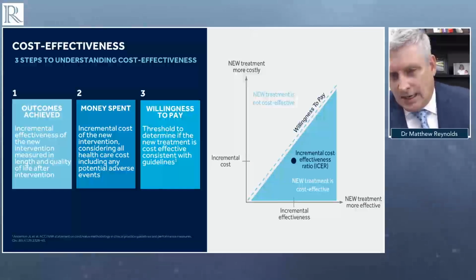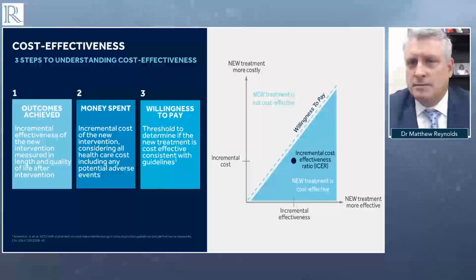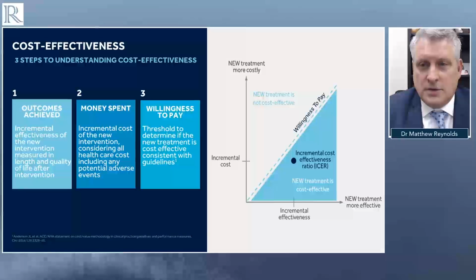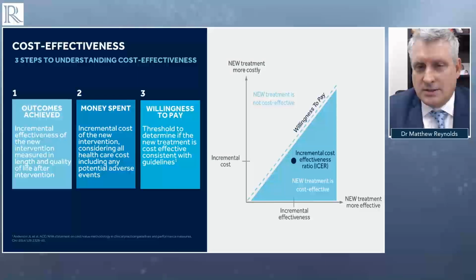If, as is usually the case, incremental effectiveness is being measured in life years or quality adjusted life years, and a little bit later in the hour, the concept of the quality adjusted life year will be discussed, then we can actually make a ratio of those quantities. We can take the incremental costs and simply divide it by the incremental life years or incremental quality adjusted life years to generate a ratio, a numerical ratio, a single number that summarizes cost effectiveness. And that's referred to as the incremental cost effectiveness ratio, or ICER.